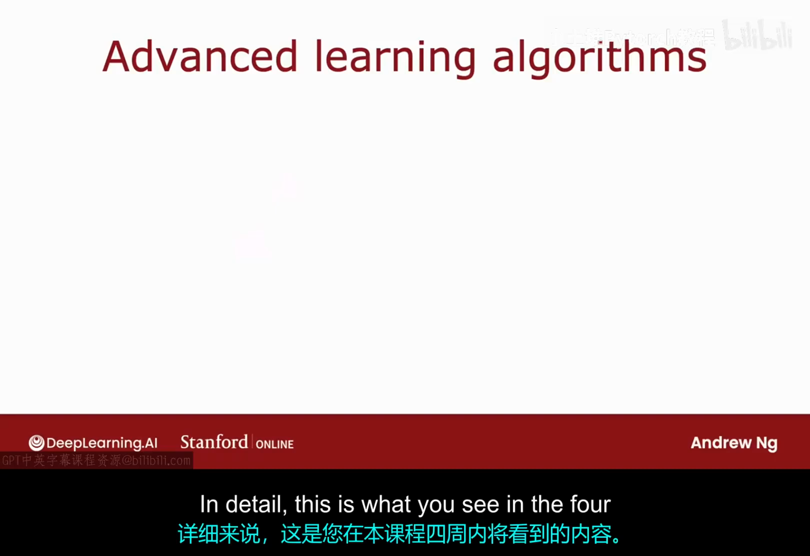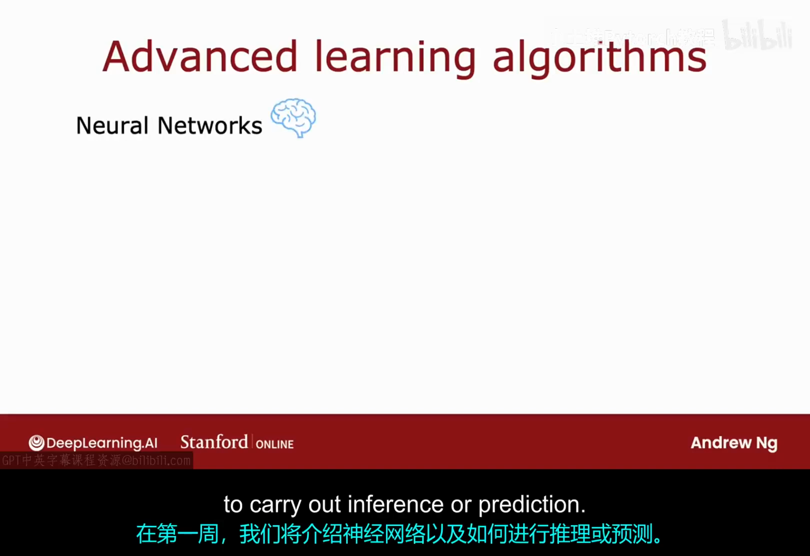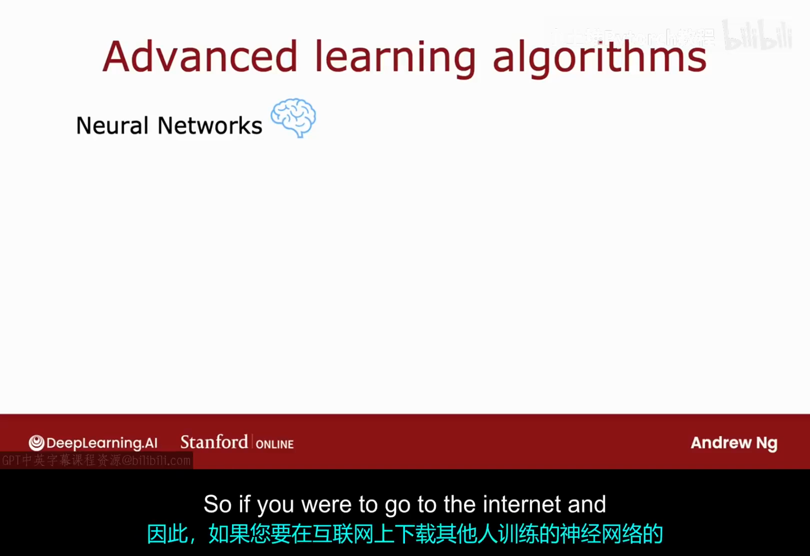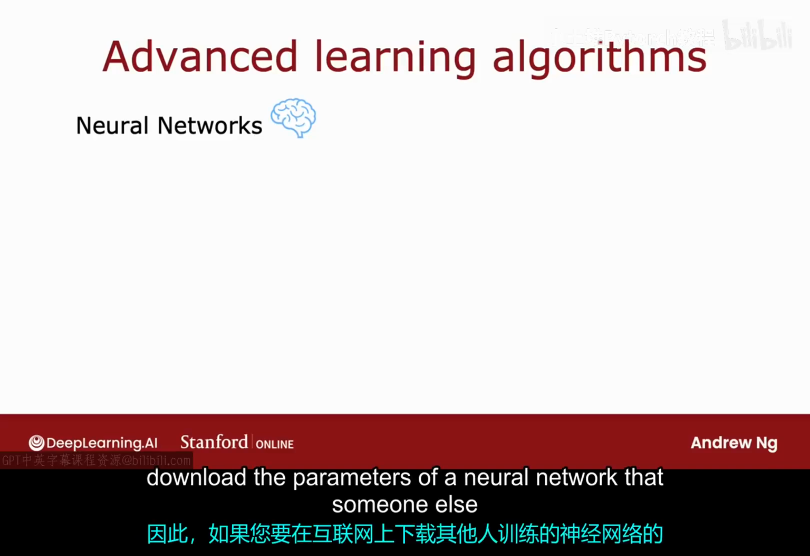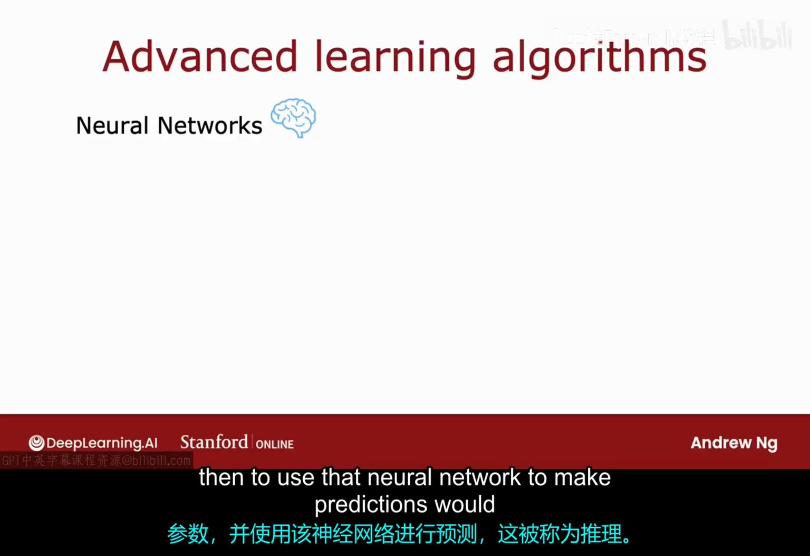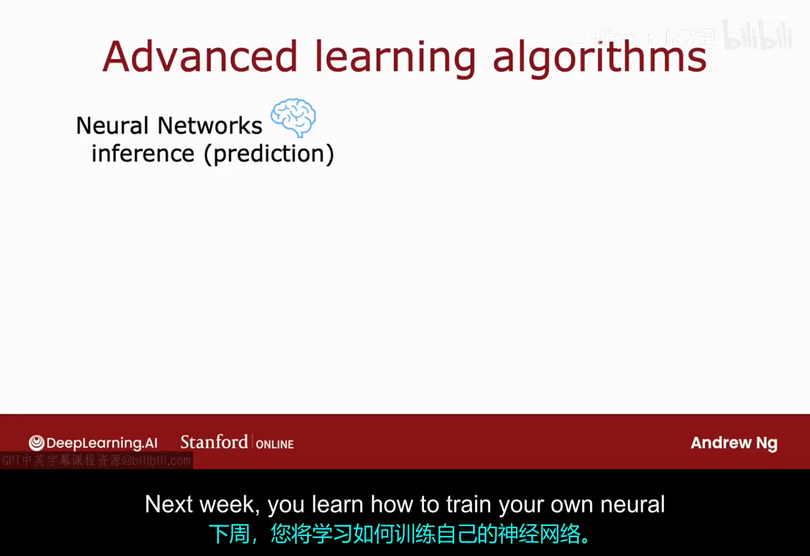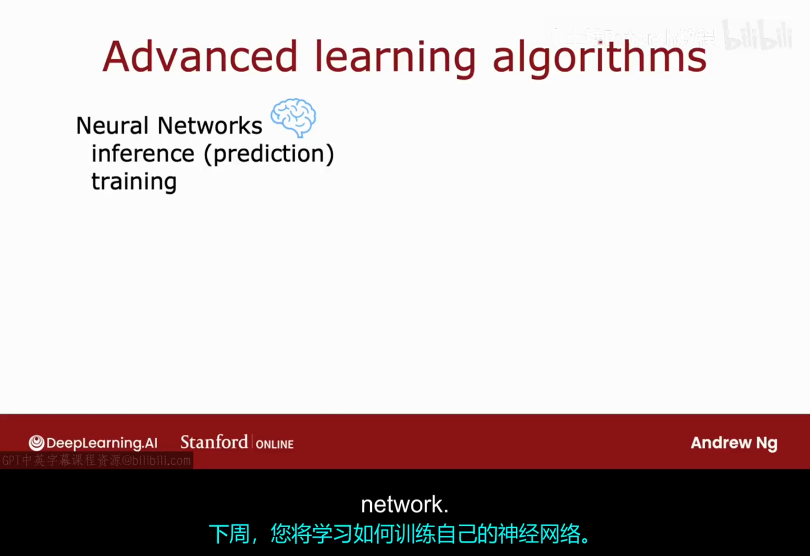In detail, this is what you see in the 4 weeks of this course. In week 1, we'll go over neural networks and how to carry out inference or prediction. So if you were to go to the internet and download the parameters of a neural network that someone else had trained and posted on the internet, then to use that neural network to make predictions would be called inference. And you learn how neural networks work and how to do inference in week 1, in this week.